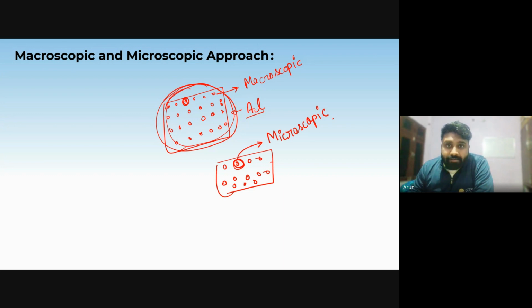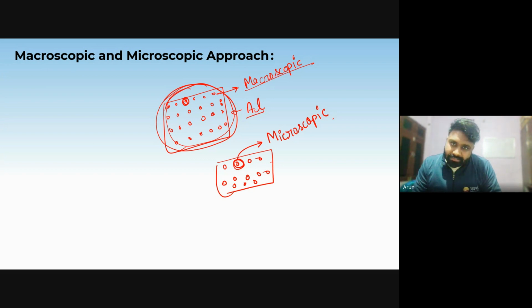Benefit is this: when you apply the macroscopic approach in thermodynamics, that branch of thermodynamics is termed as classical thermodynamics, and this is not the benefit of it, this is just the name. The benefit is that you will save more time because you are not analyzing thousands or lakhs of atoms one at a time. So it will save a lot of your time, but there will be a chance of error in the system.